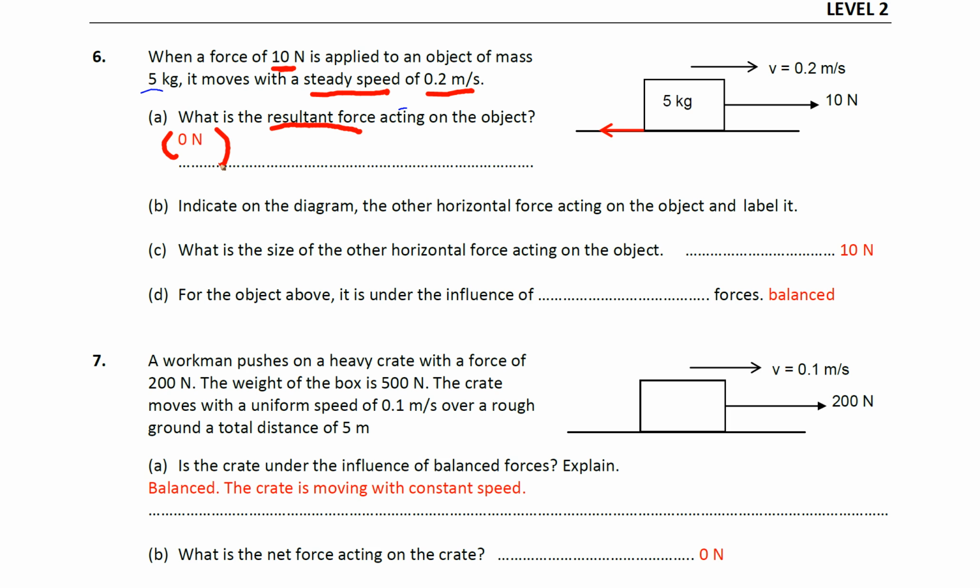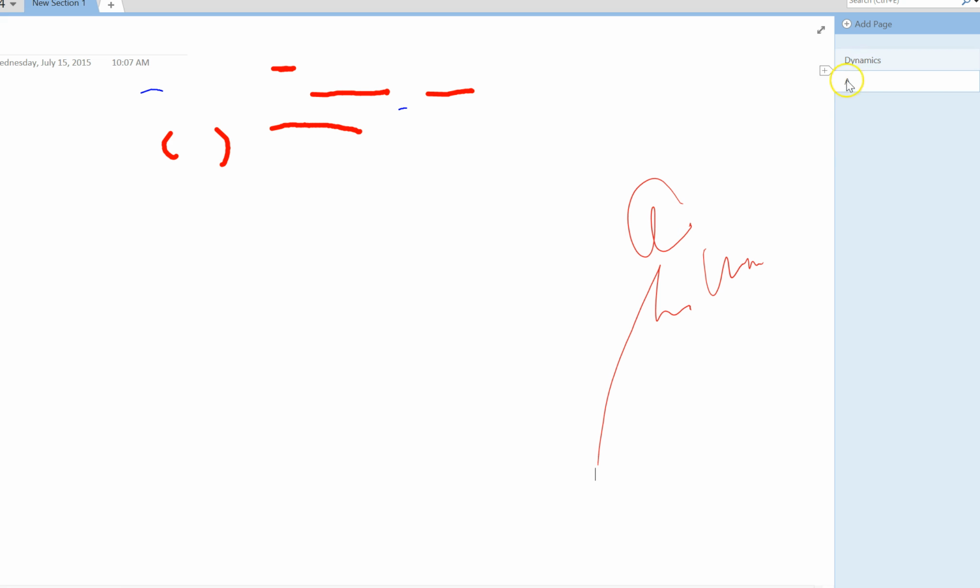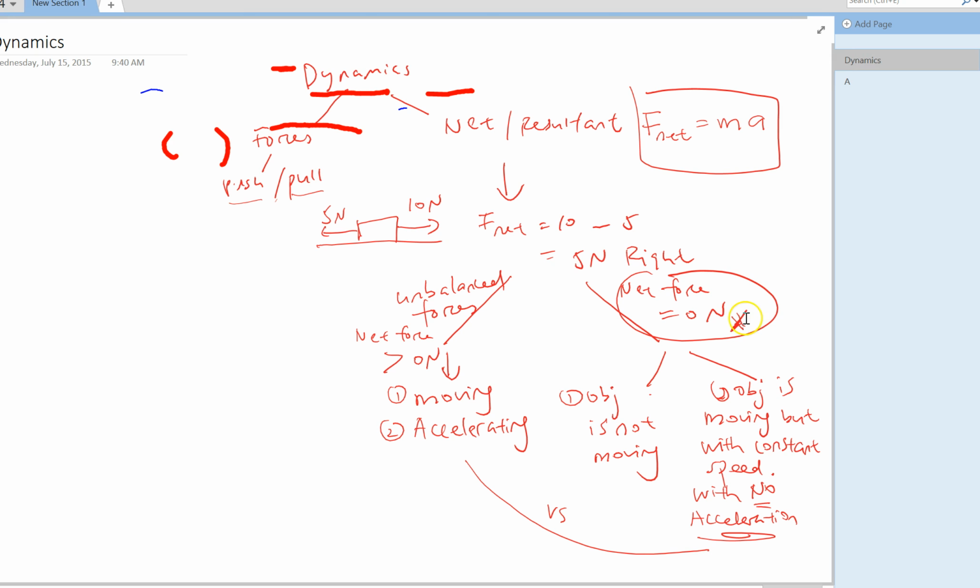Okay, let's take a look at the revision of our mind map. So in the mind map, as we can see, under net force, there's two scenarios. One is unbalanced force, the other one is when there's no net force, when the net force is 0 Newton. Okay, the object itself is not moving, or is moving but with constant speed.